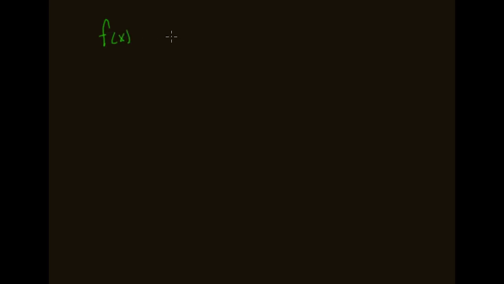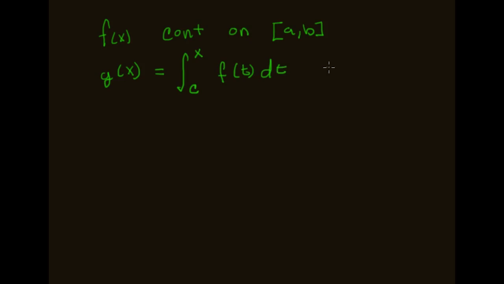f of x is some function that's continuous on the interval [a, b], right? So we're going to define g of x as the integral from some value c to x of f of t dt. Okay, so note there's a lot going on here. c has to be some value on [a, b], and the domain of this thing is also [a, b].